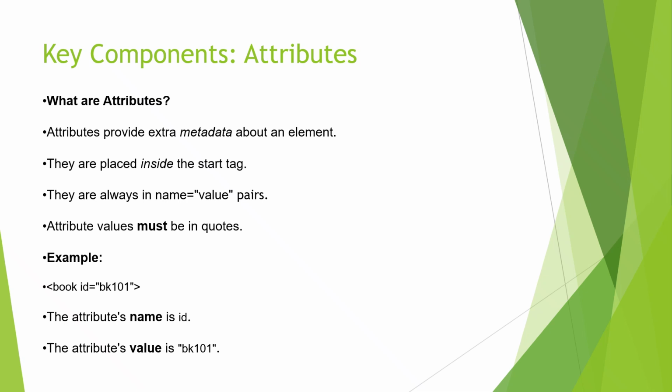Think what the data is: the author, the title, the price. These are the data of the book. Use attributes for metadata. This is data about the data. An ID is a perfect example. A language code like title lang equals en would be another. It's not the data itself, but it's a description of the data.